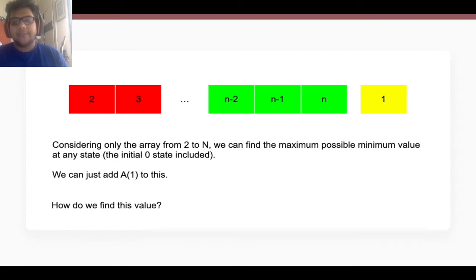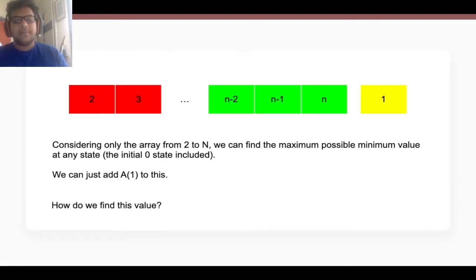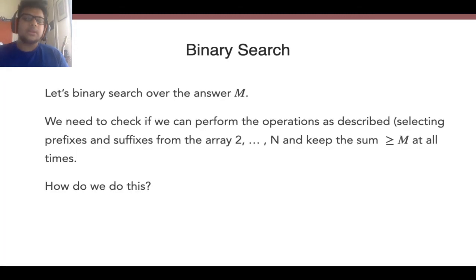Okay? And once we find this maximum possible minimum value in the array from 2 to n, considering only prefixes and suffixes, then we can add a1 to this, right? Because that's non-optional. Now, how do we find this value? We can use an algorithm called binary search, right? So we need a binary search over the answer m. And note that m is only this answer from the array from 2 to n, right? We'll add a1 at the end outside the binary search. Okay? So let's binary search over this answer m.